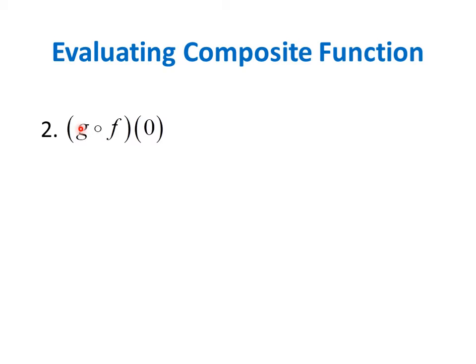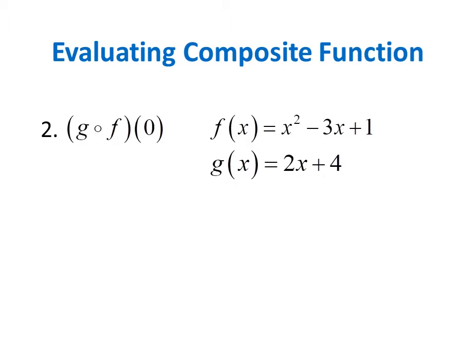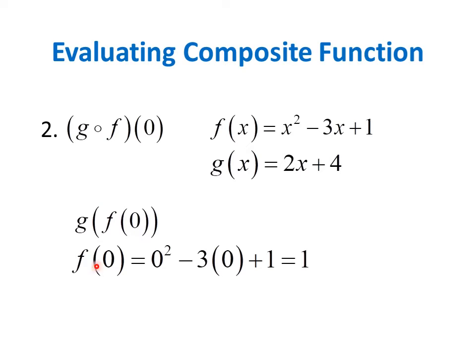Next, what is the value of g of f of 0 given that f of x is x squared minus 3x plus 1 and g of x is 2x plus 4? By the way, yes, this notation is the same thing as this notation. So we have g of f of 0. Therefore, first we have to evaluate the inner function f of 0. To get f of 0, we simply substitute 0 into the x of f of x. So if x becomes 0, we have 0 squared minus 3 times 0 plus 1. If we simplify this expression, this becomes 0, this is also 0, so we only have 1. Therefore, f of 0 is equal to 1.